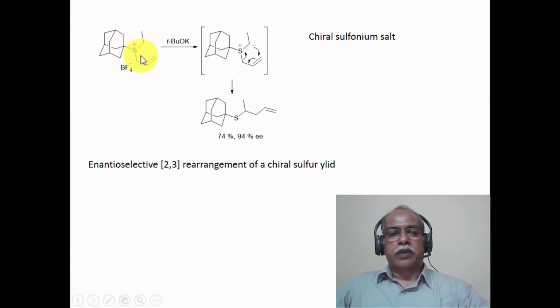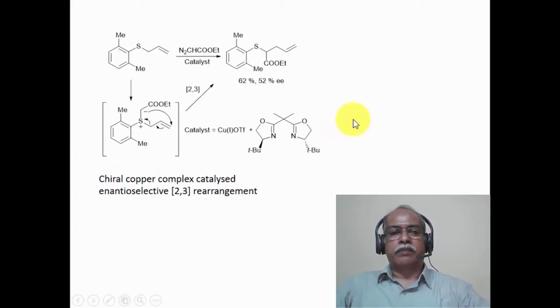This is a chiral sulfonium salt because there are 3 different alkyl groups attached to the sulfur center. So the ylide that is generated undergoes a very enantioselective rearrangement. This is a first order kind of chiral induction, because an optically pure compound is undergoing the 2,3 sigmatropic rearrangement to give the sulfide. The sulfide is formed in about 94% enantiomeric excess, with the chiral center generated at this particular carbon here. So this is the first example of an enantioselective 2,3 sigmatropic rearrangement of a chiral sulfur ylide. The sulfonium salt itself is chiral, that is why the induction of chirality takes place quite readily in a first order manner in this particular case.